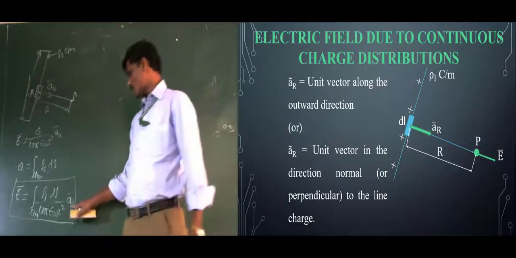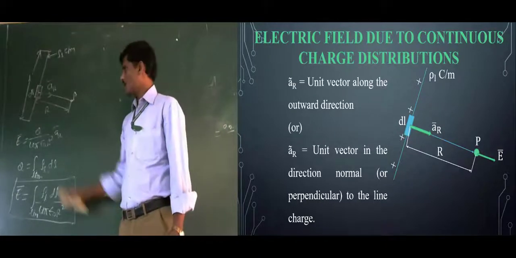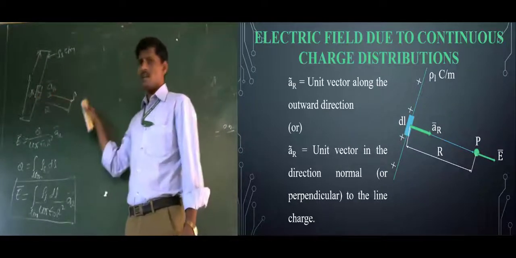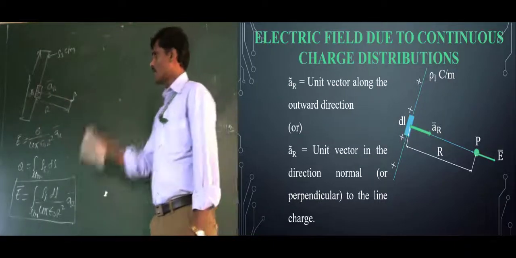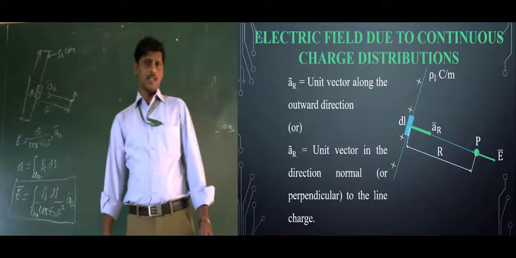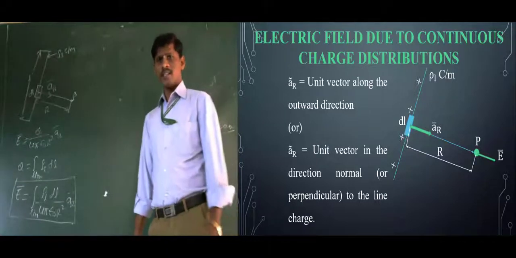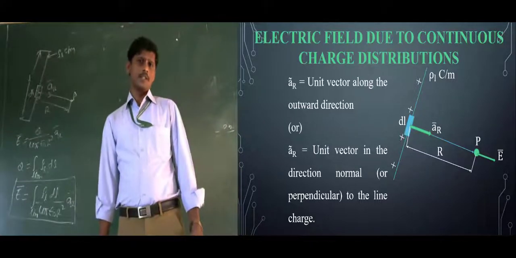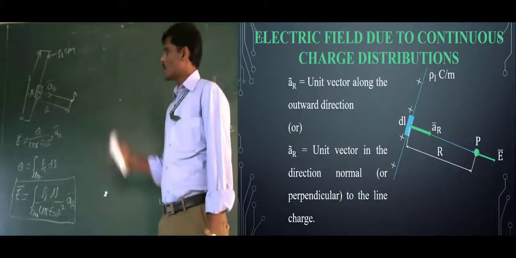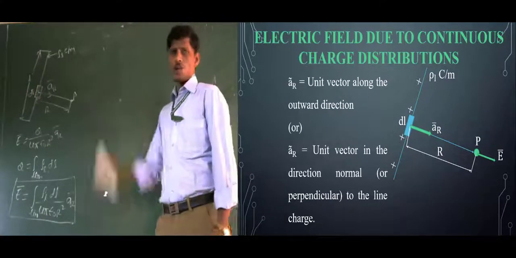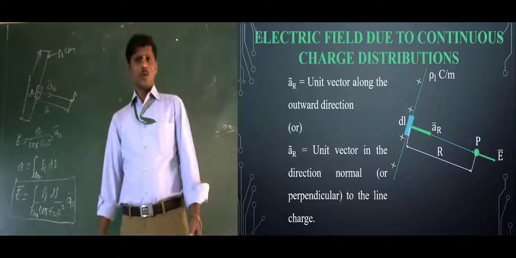Where AR bar is the unit vector in the direction normal to the line charge, or AR bar is the unit vector along the outward direction.